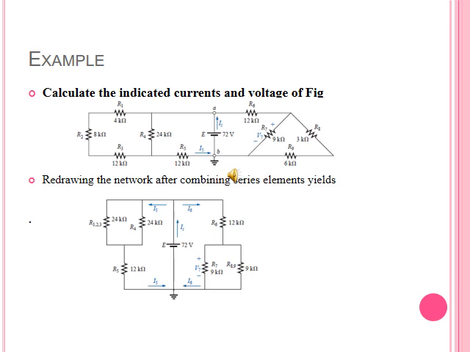In this slide, we have two circuits. The first circuit is the original circuit, which was given by the examiner, and the second circuit is the first step of our solution. We are going to simplify and redraw our network. As R4 is directly connected with a node with R5, and R5 is connected with ground and with E, the given source.